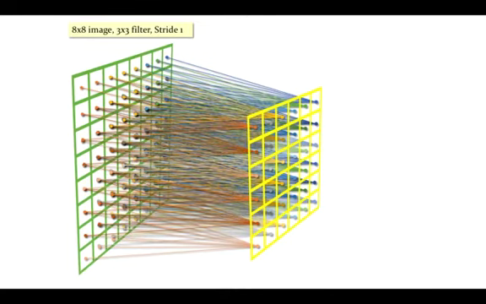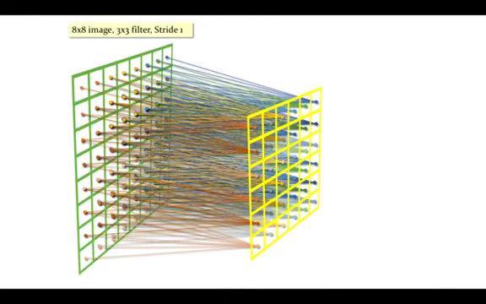Let's generalize that. So what happens in spatial dimensions? If I have a 7 by 7 grid and a 3 by 3 filter, it's going to move across all these values. Because it has only five positions to go, I get a 5 by 5 output. If I'm doing a stride 2 with this 3 by 3 filter, stride 2 will give me a 3 by 3 output.